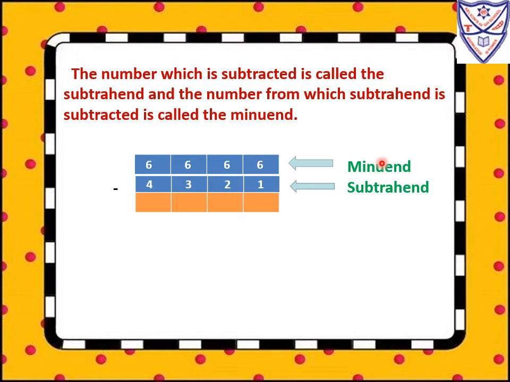Now we will see: 6 minus 1 we will get 5. Then 6 minus 2, 4. 6 minus 3, 3. Then 6 minus 4, 2. So we subtracted minuend minus subtrahend. So what answer did we get? That is known as the difference.